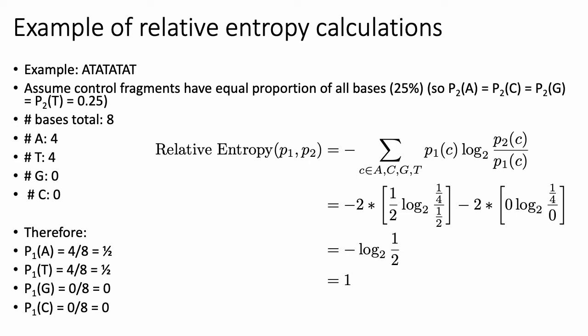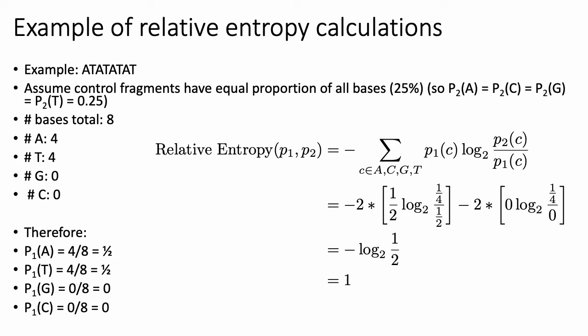And so in my foreground model, my P1 model, the probability of seeing an A was 4 out of 8, or half. And the probability of seeing a T was 4 out of 8, or half. And the probability of seeing a G or a C was 0, because I didn't see any in that column. Let's assume for the time being that across all of the control fragments, we saw all bases with equal frequency, so all bases were present at 25% each.